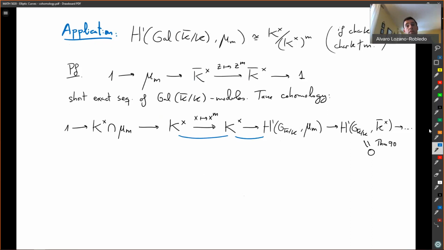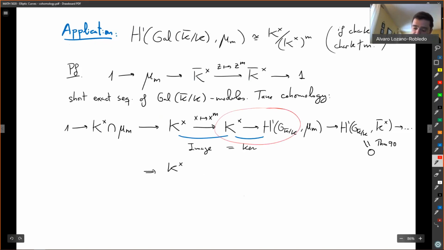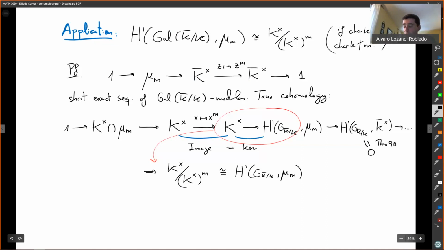The image of the mth power map is the mth powers. So the image here is the kernel here, then I can do an isomorphism. So this map induces the following: k cross modulo its kernel, which is the image of the previous map, will be isomorphic to H1, because the next item here is a 0.